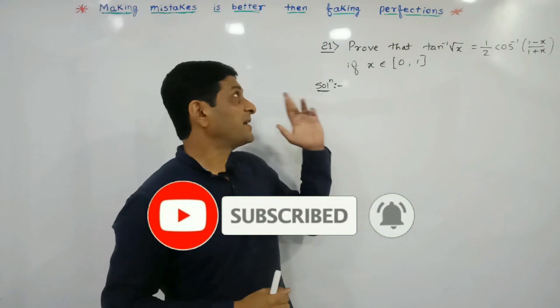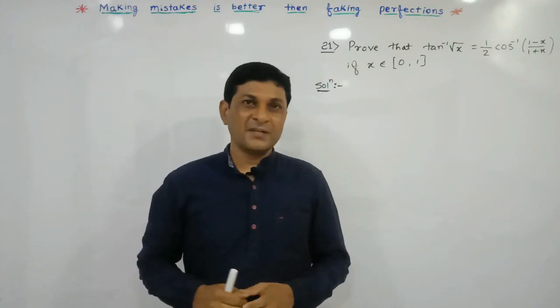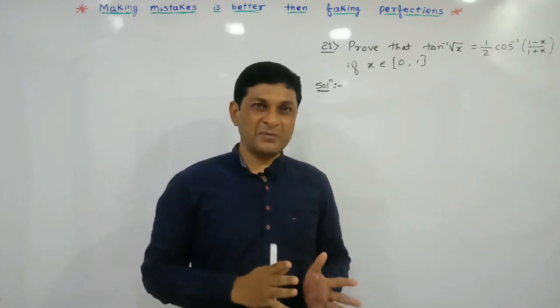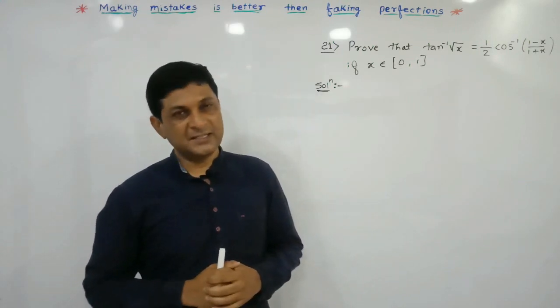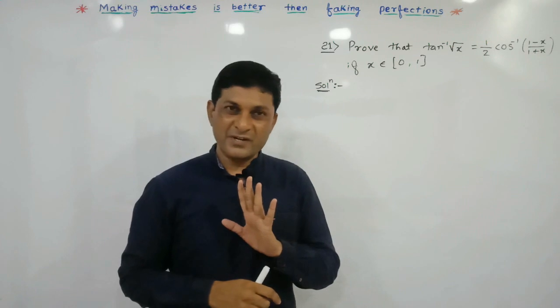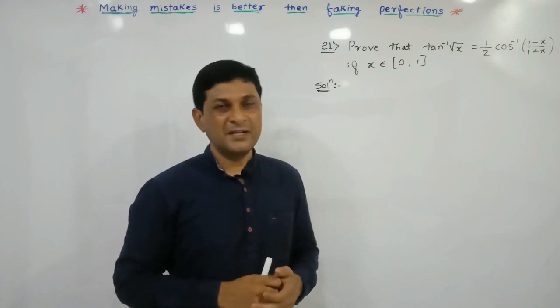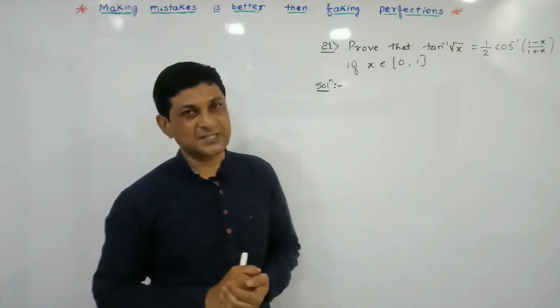So today we are starting example number 21 in Miscellaneous Exercise 3B. In question number 2, a total of 39 examples are there. In the last video we completed the first 20 examples. Now let us discuss the 21st example.